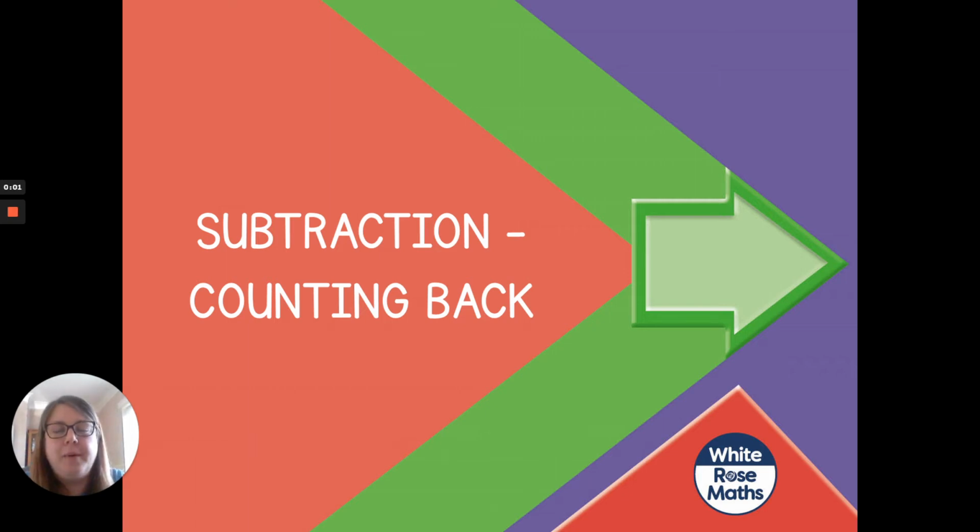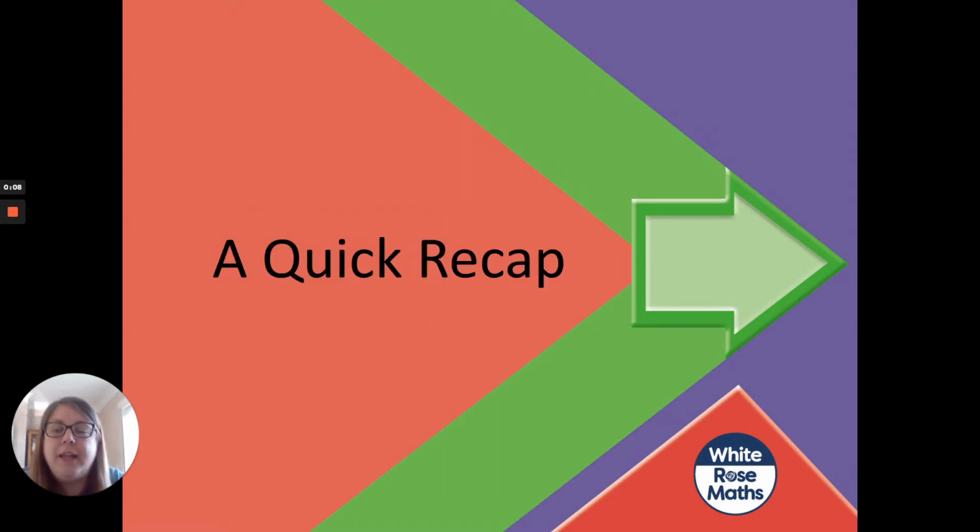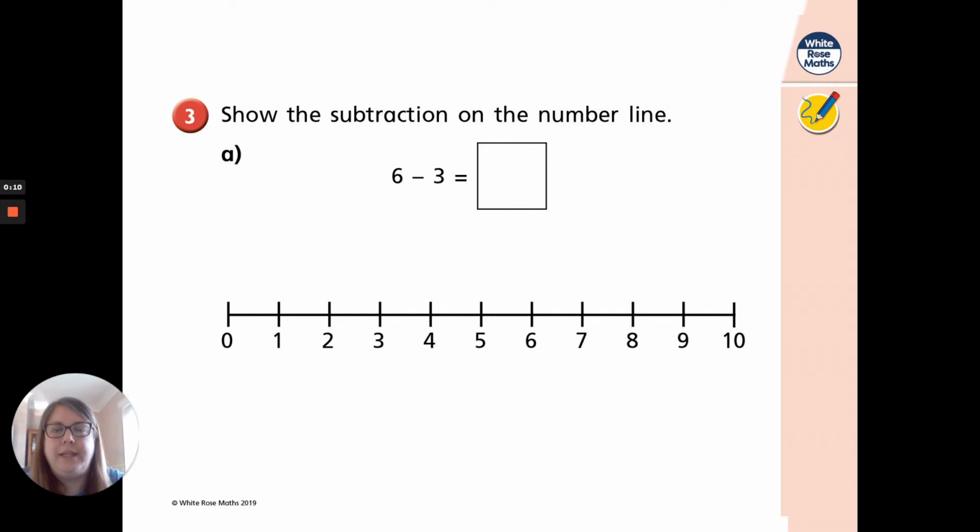Hi everybody, we're going to look more at subtraction with our number line. However, a different number is going to be missing today. But before we do that, let's have a quick recap of some of the ones we were doing yesterday.